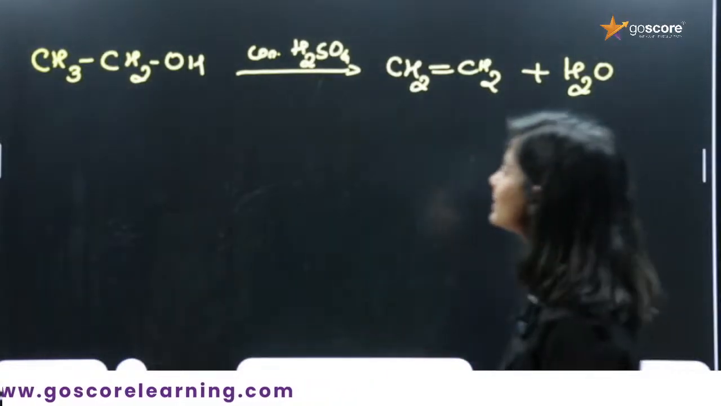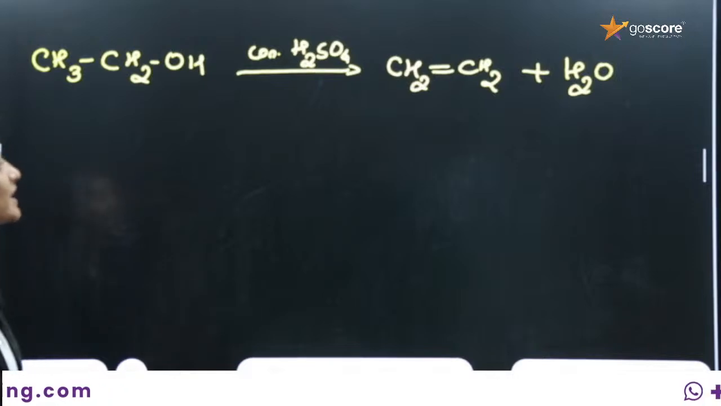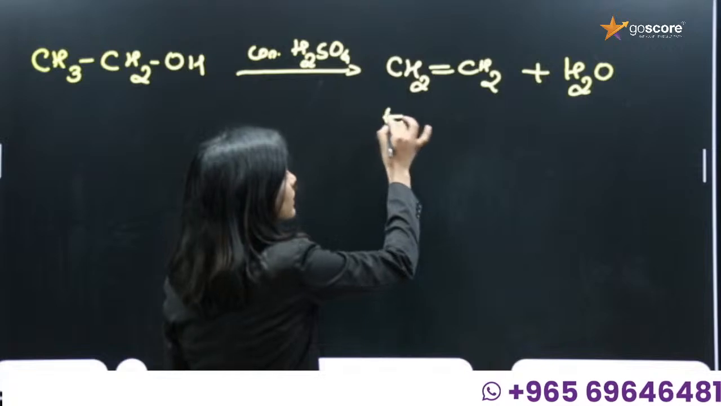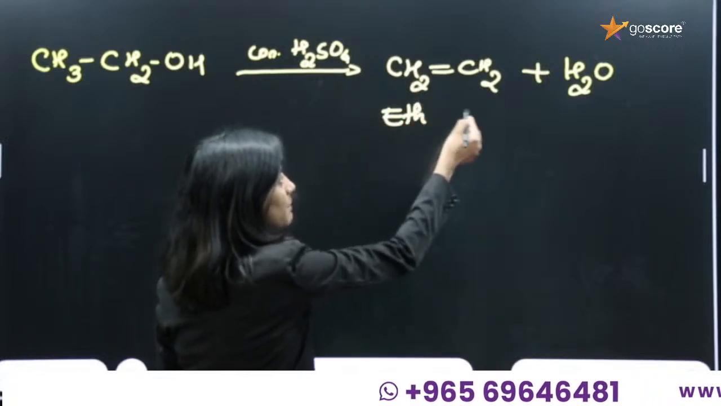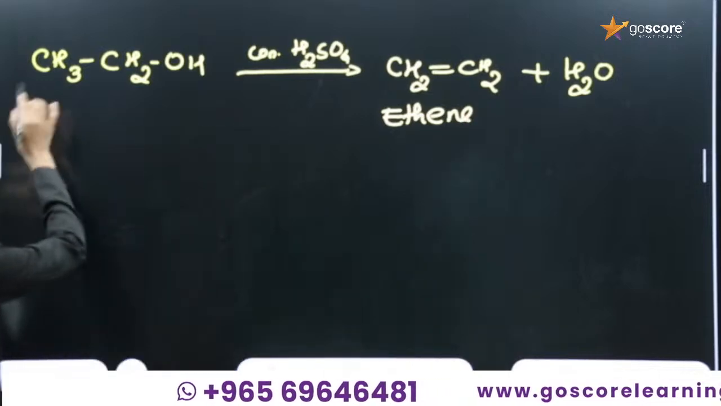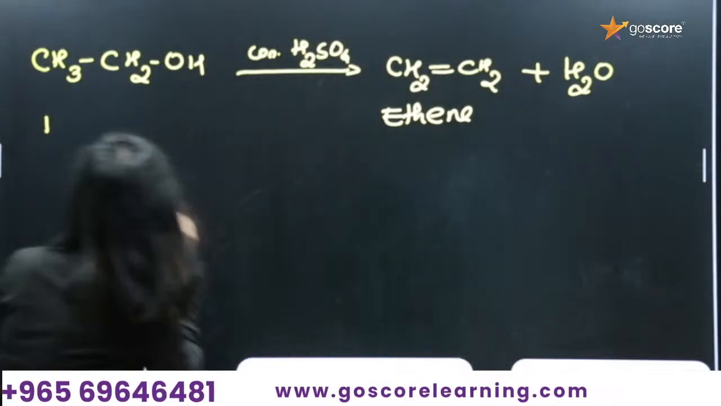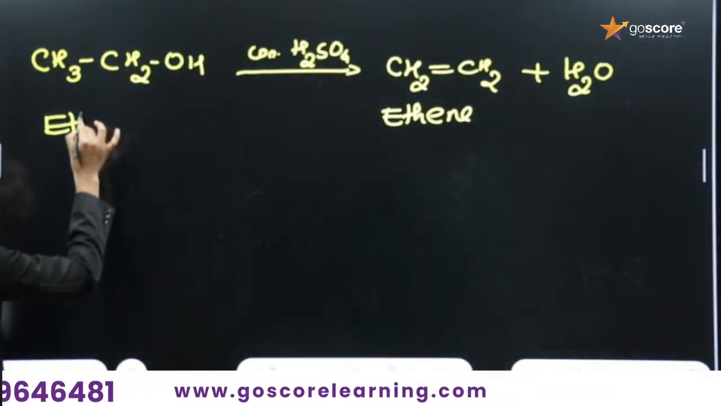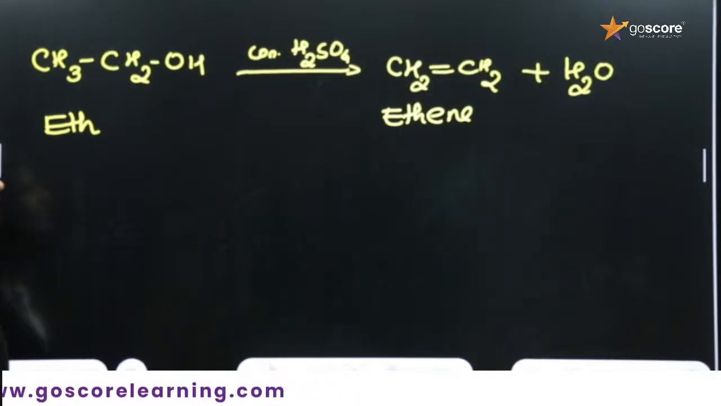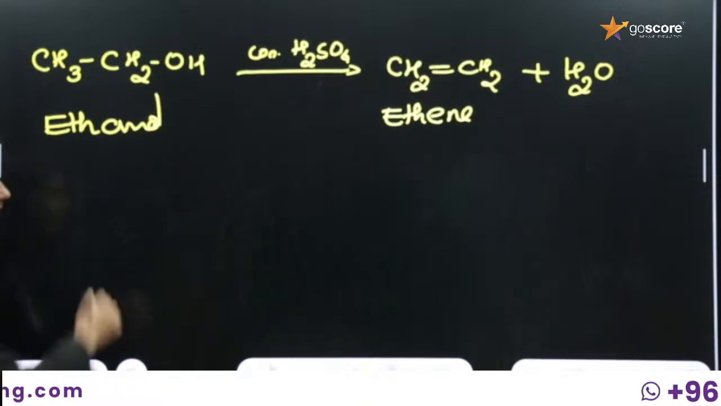Stay focused. Now CH3CH2OH with concentrated H2SO4 gives CH2=CH2. What is the name of this? Eth, because of 2 carbon atoms, and with the double bond the name ends with ene: ethene. Then we have OH, alcohol, and the name ends with ol. So ethanol and ethene.